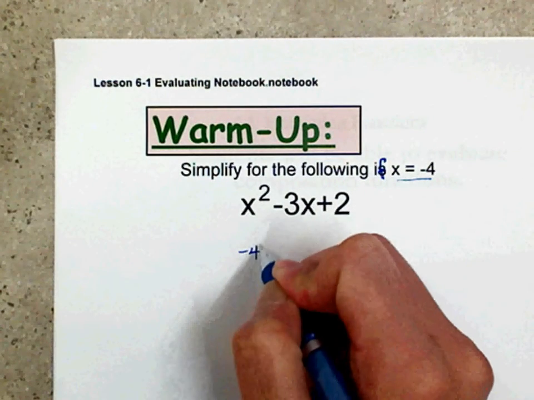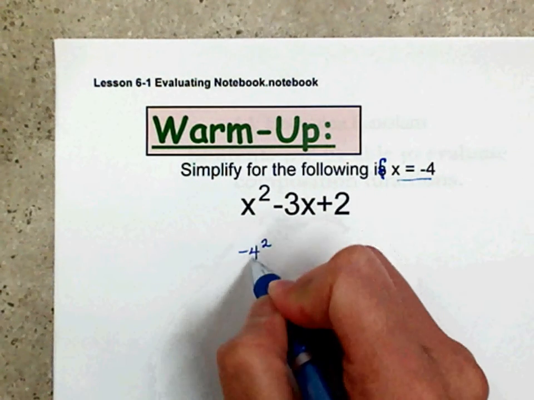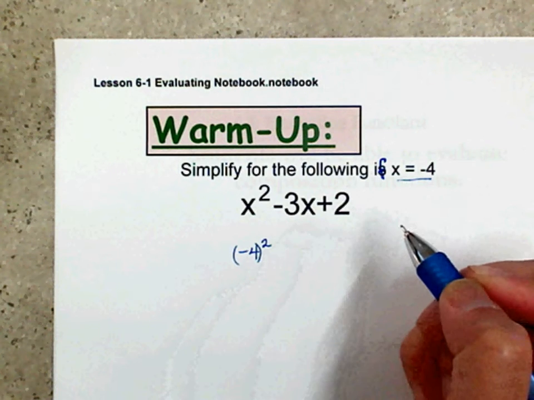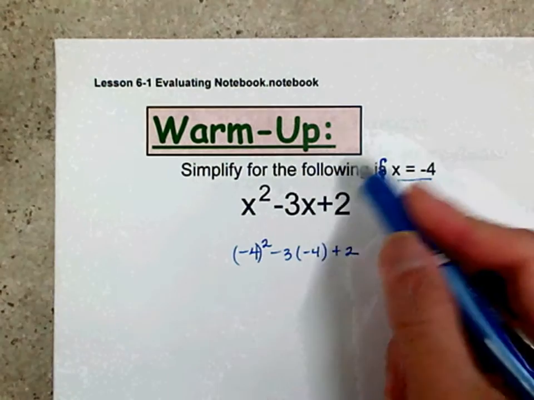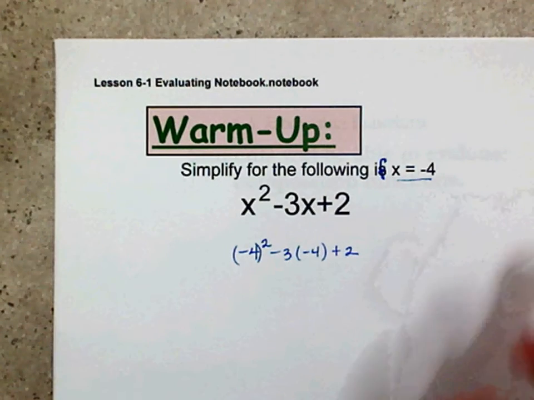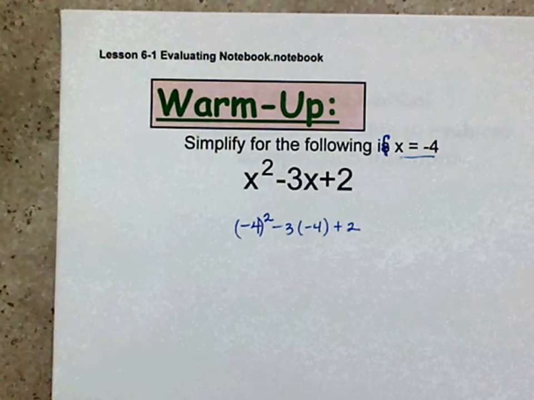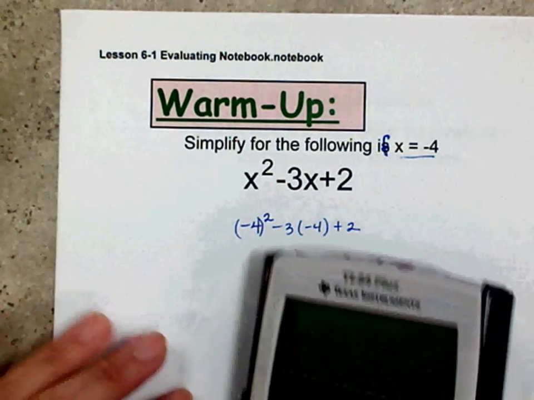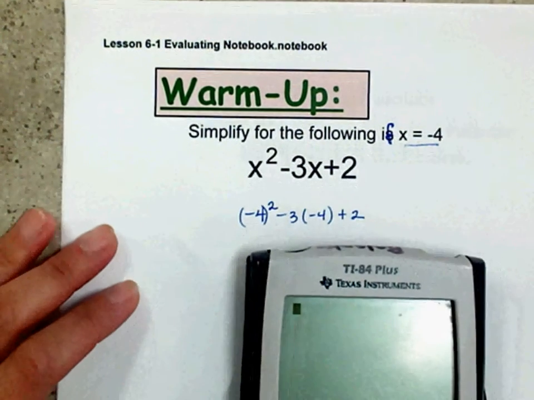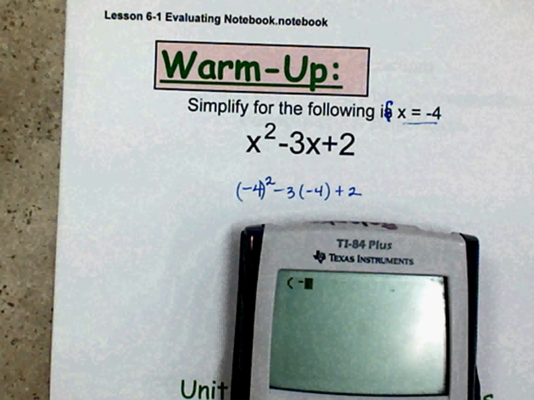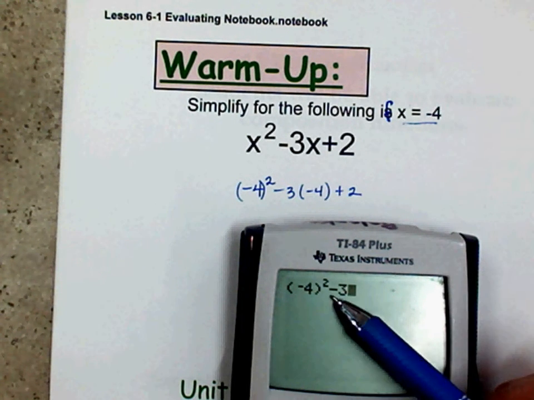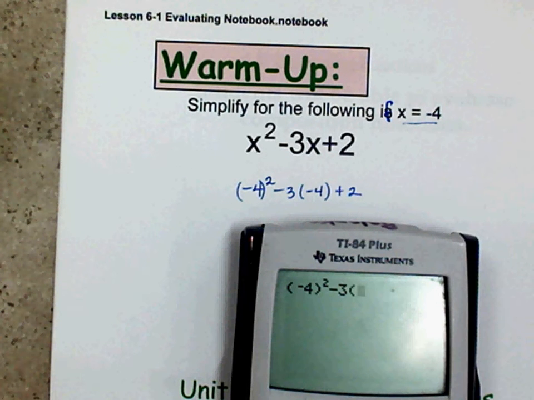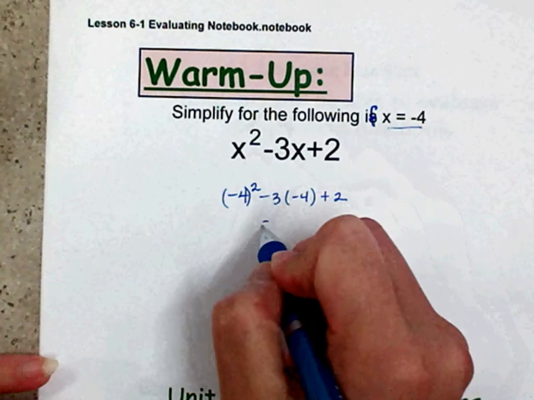Okay, so -4 squared. Now, my advice to you, since x is a negative, please put parentheses around it. Minus 3 times -4 plus 2. This here is an expression because it doesn't have an equal sign. All right, so when you type that into the calculator, it's going to pretty much do it for you, but you also have to type it correctly. So parentheses, -4 squared minus 3. Now notice the minus is bigger than the negative. Parentheses times -4 plus 2. Okay? And the answer comes out to be 30.